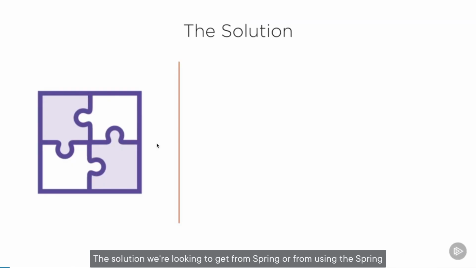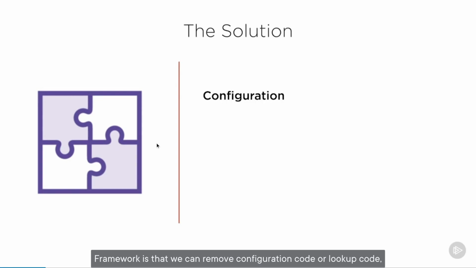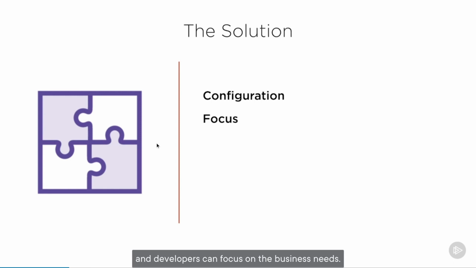The solution we're looking to get from using the Spring framework is that we can remove configuration code or lookup code, and developers can focus on the business needs. Like I said, that's a big one for me, and it's the business that doesn't care that I have a try-catch block or how I handle this exception. They care that when we ask for a car, we get that car back.